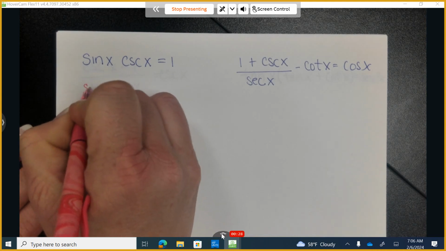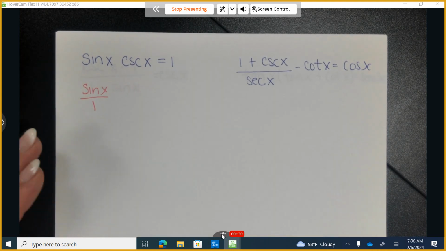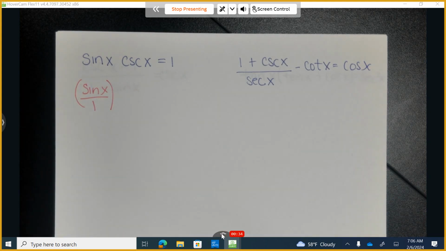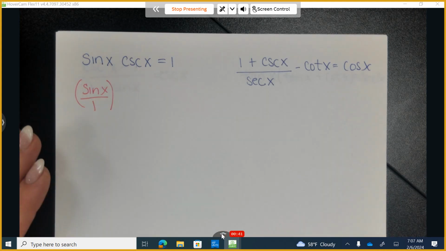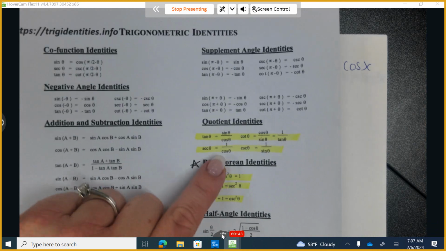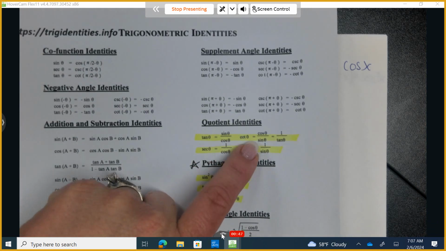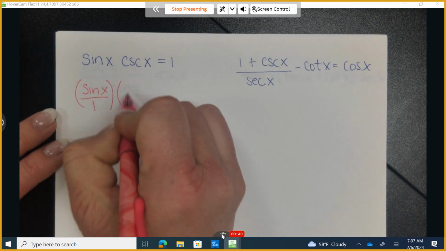I'm going to write the sine of x as the sine of x over 1. Please do the following. You can do this on your actual paper in your packet. You do not have to do it on the desk. Please write this in your packet. This is number 1. Now, I recognize that the cosecant can be rewritten as 1 over the sine. So I'm going to switch the cosecant to 1 over the sine.